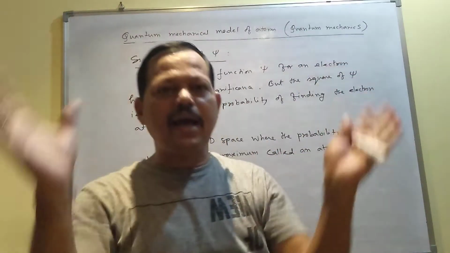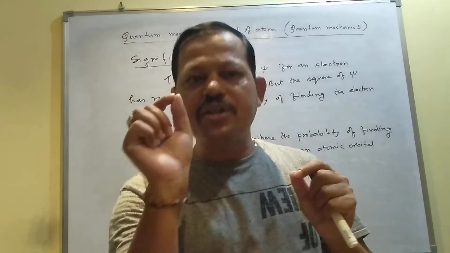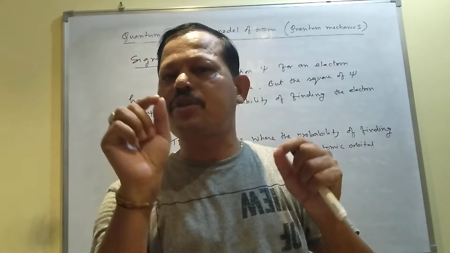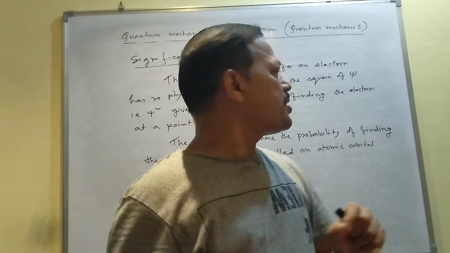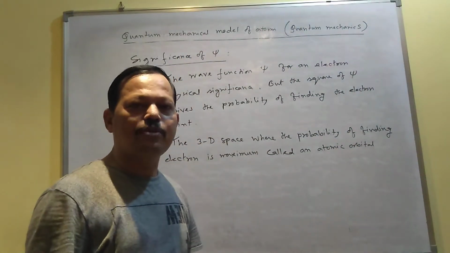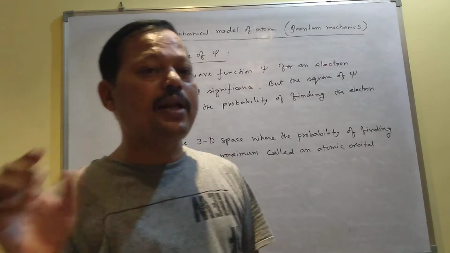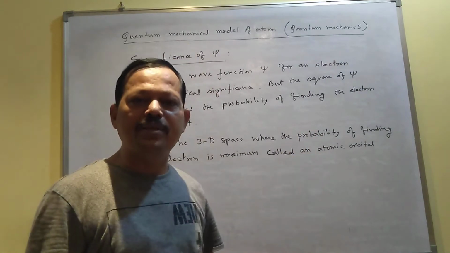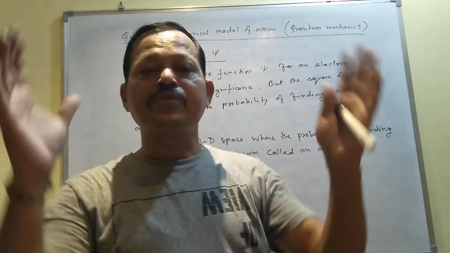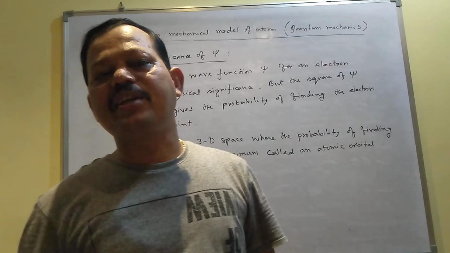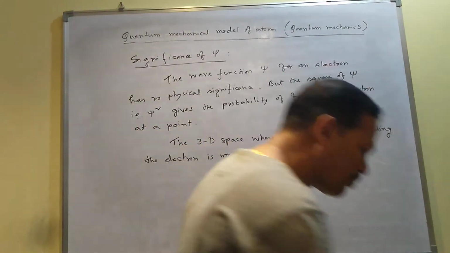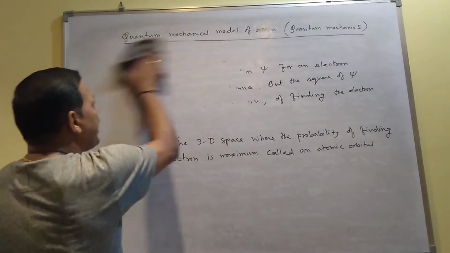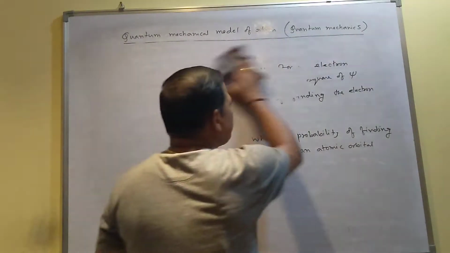Actually, inside the atom, there is some 3D space where the probability of finding the electron is maximum, and that 3D space is called an atomic orbital. So now you will get the concept of orbital. Atom contains some orbitals inside the shell. So what are orbitals? Orbital means nothing. It represents a three-dimensional shape where the probability of finding the electron is maximum. Now we'll do the quantum numbers, then you will get the idea about all these things.